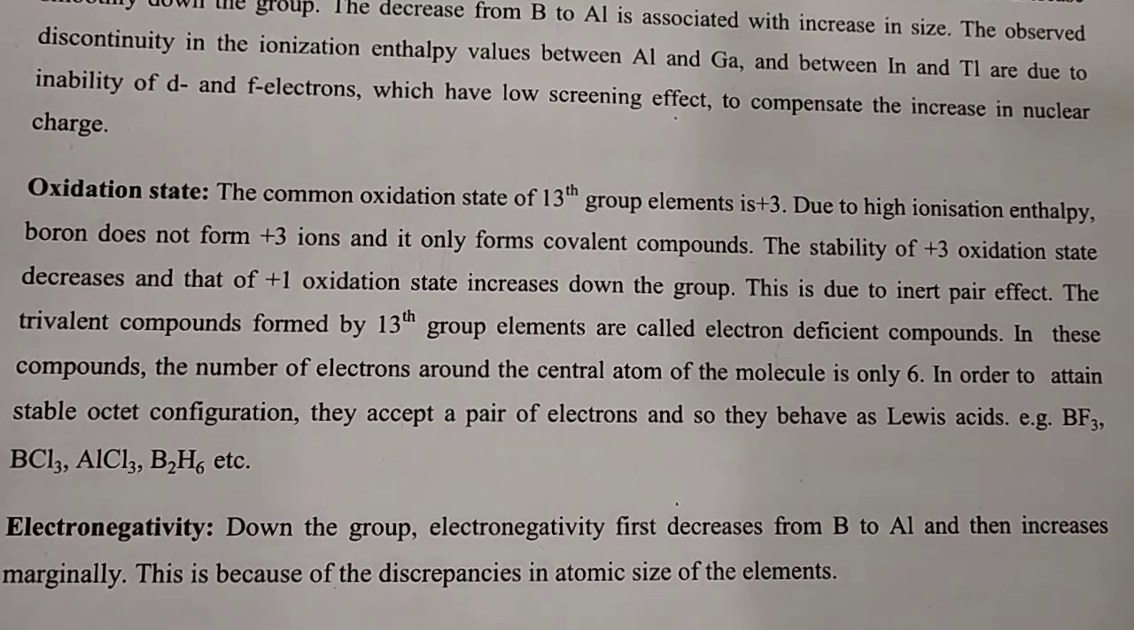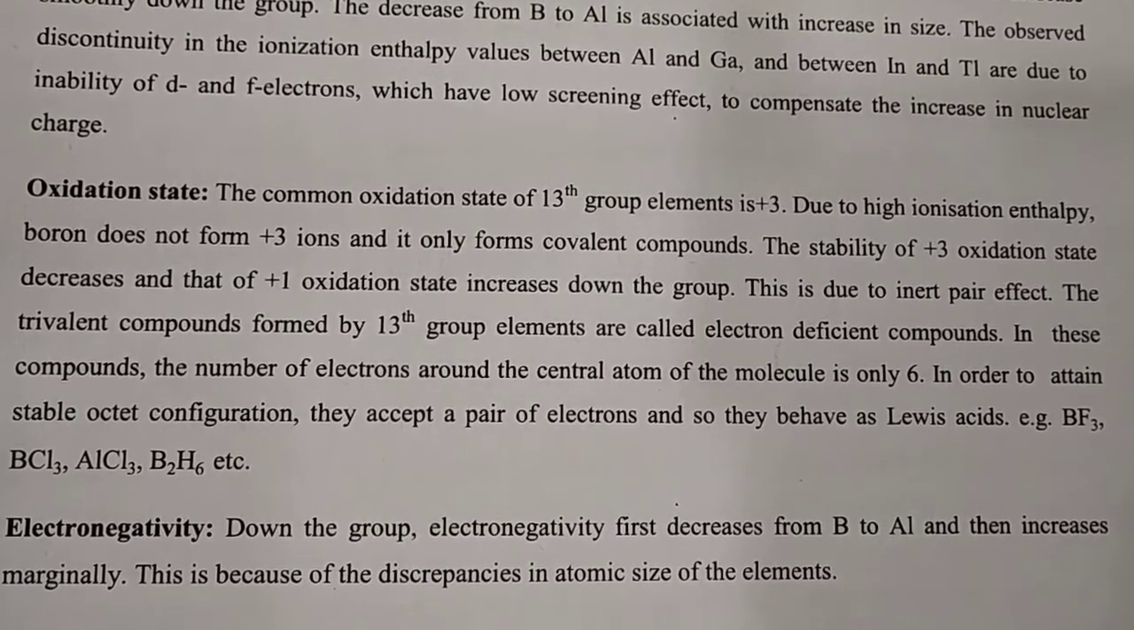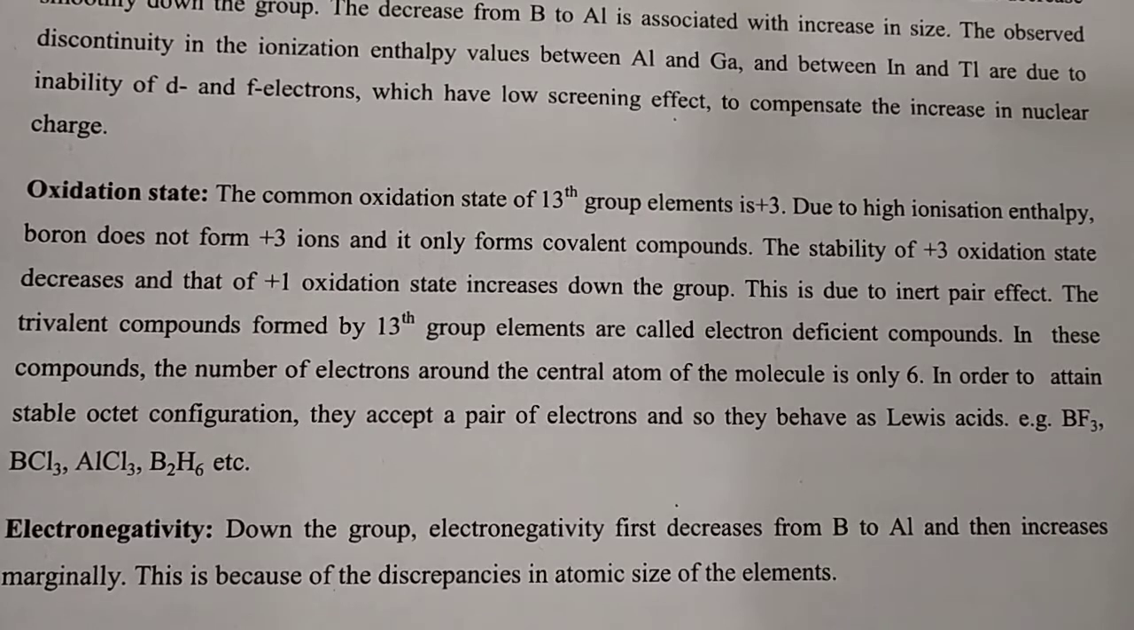Last point, electronegativity. Down the group, electronegativity first decreases from B to Al and then increases marginally. This is because of discrepancy of the atomic size of elements. अब ये discrepancies क्यों आई? Just because once again interventions of d block and f block elements. So down the group electronegativity first decreases B to Al and then increases marginally just because of interventions of d and f block elements. So next we moved on to the physical properties.